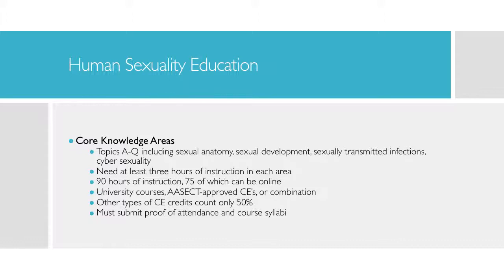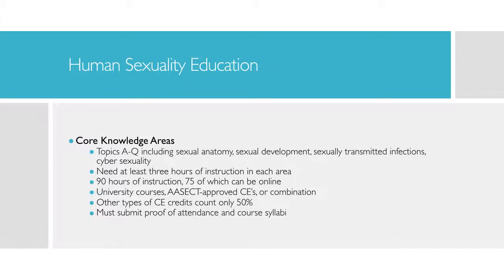So the core knowledge areas are really varied. You need to have at least 3 hours of instruction in each area, and 90 hours of instruction in those core knowledge areas. 75 of those 90 hours can be acquired online. They can be university courses, AASECT approved continuing education hours, or a combination.